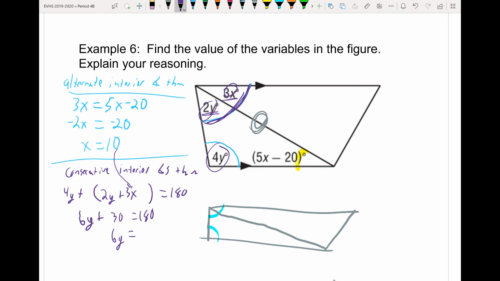Okay, let's refocus here. 4y plus 2y was 6y. 3 times 10 is 30. Then over here, 6y drops down. Subtract 30 gives me 150. And y equals 25. All right, last example done.